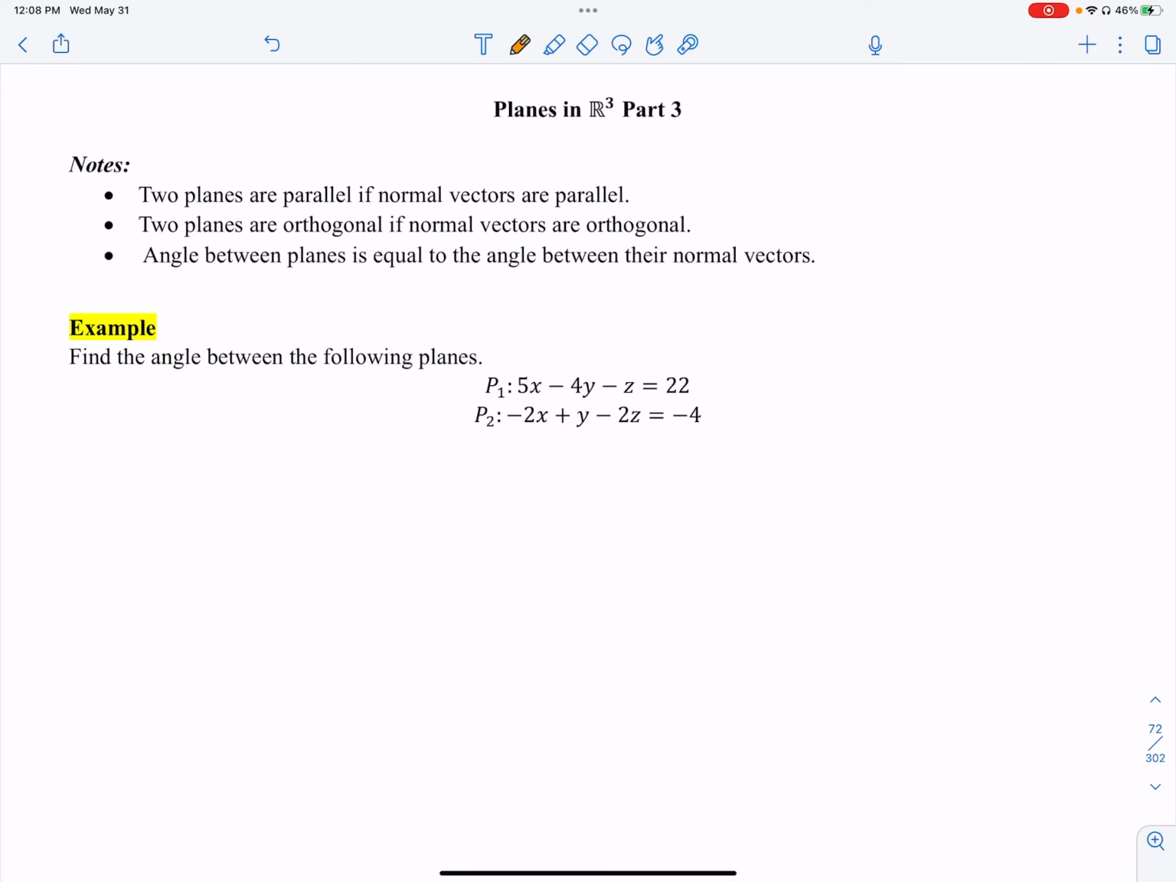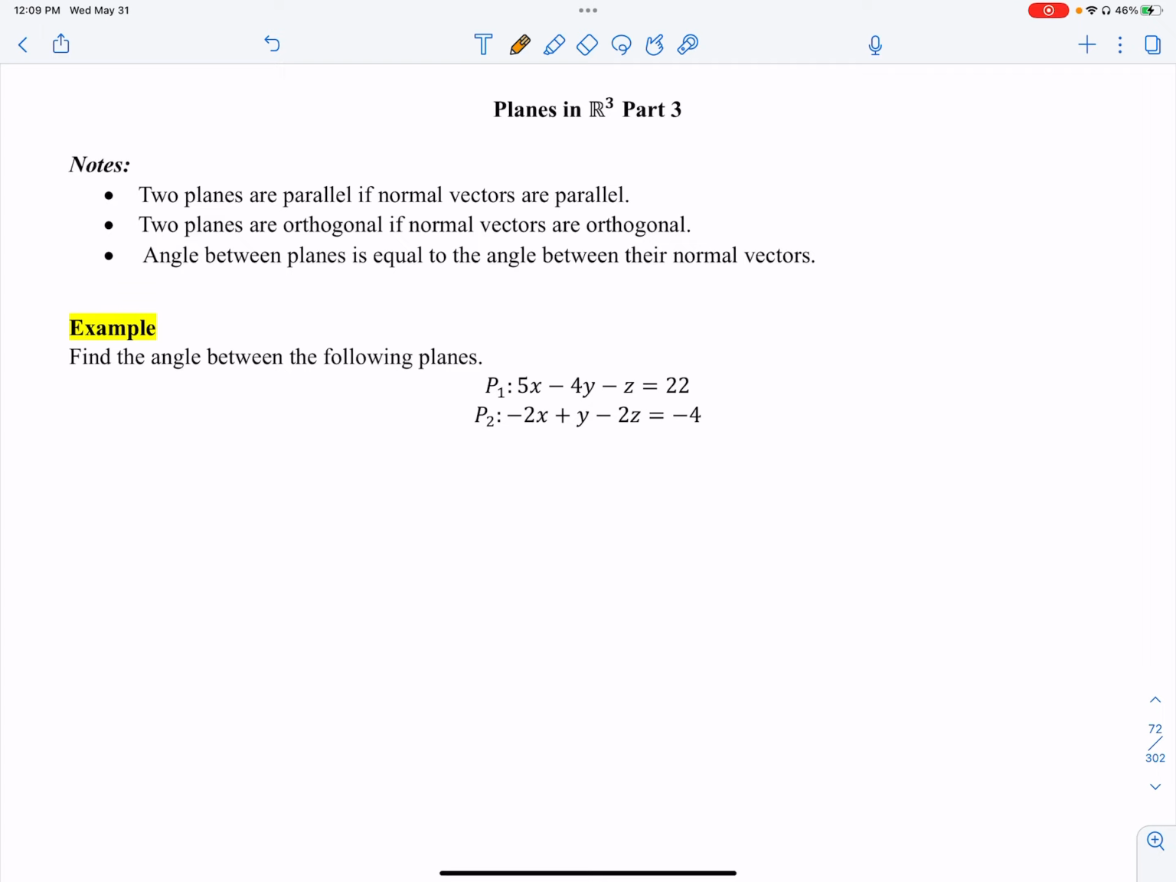In this video, we'll continue our discussions of planes in three-space. So, a couple notes here. These make sense. We're not going to go through the theory because you could just kind of see it. Two planes are parallel if their normal vectors are parallel. This makes sense. They're both normal. So if the normal vectors are parallel, then the planes are also going to be parallel.